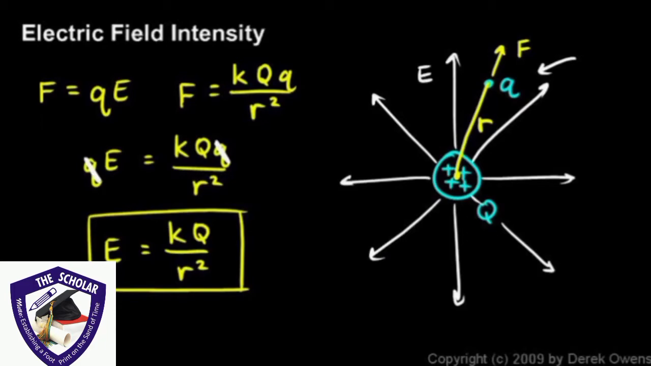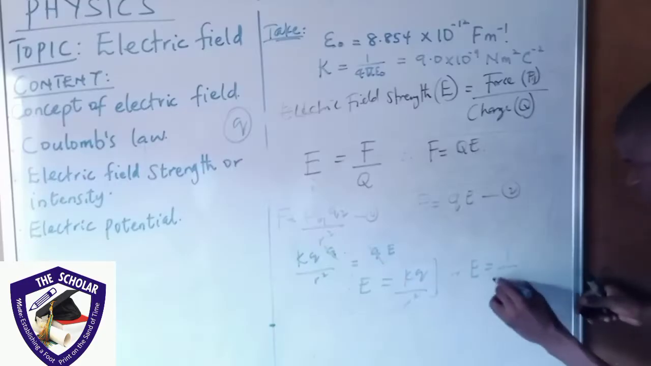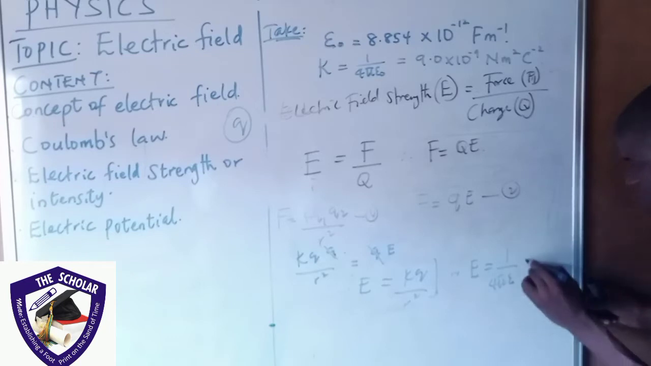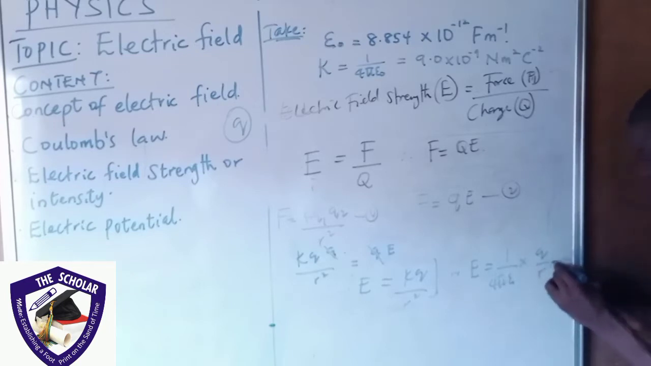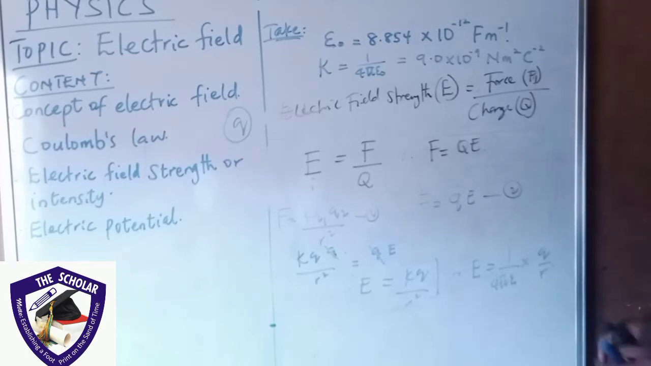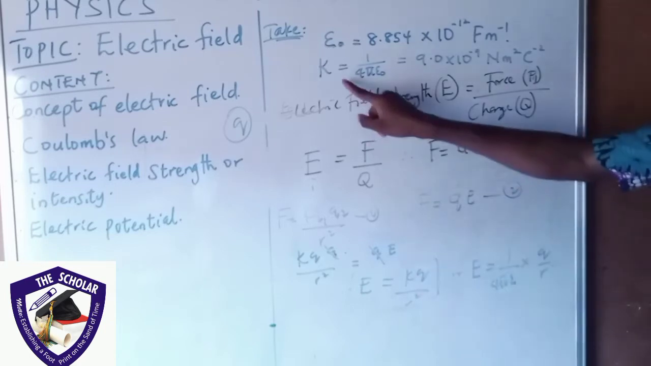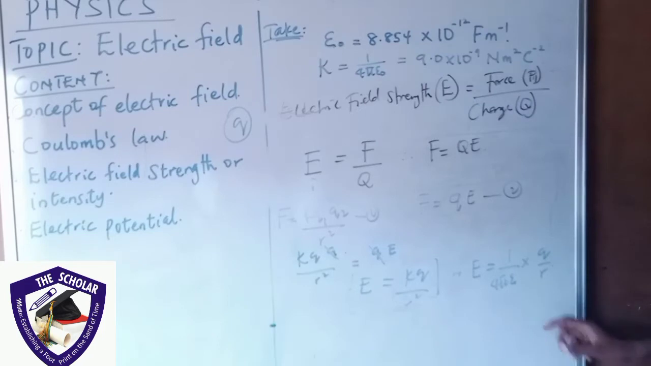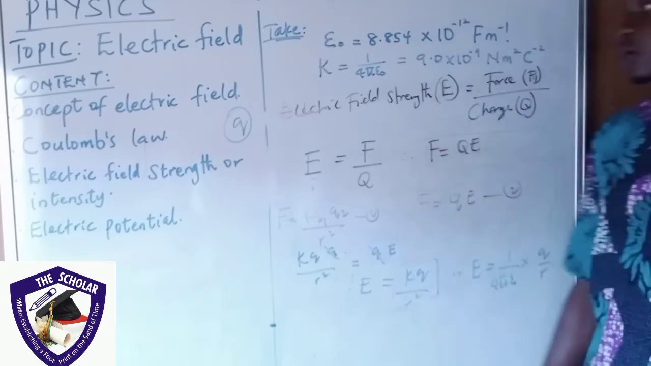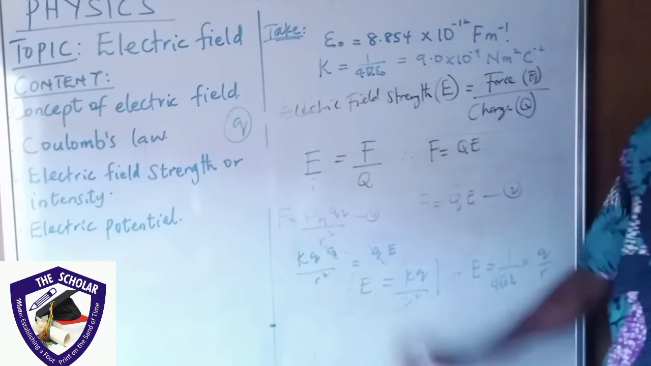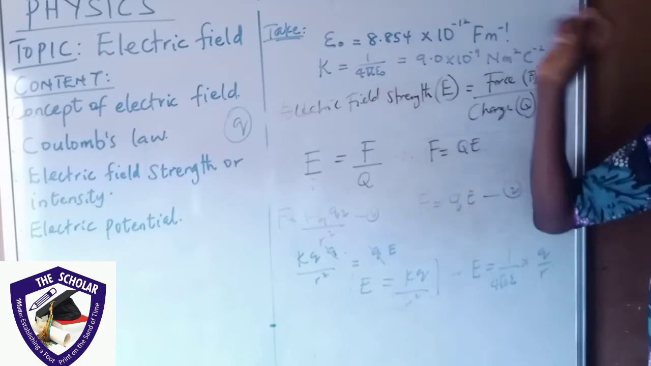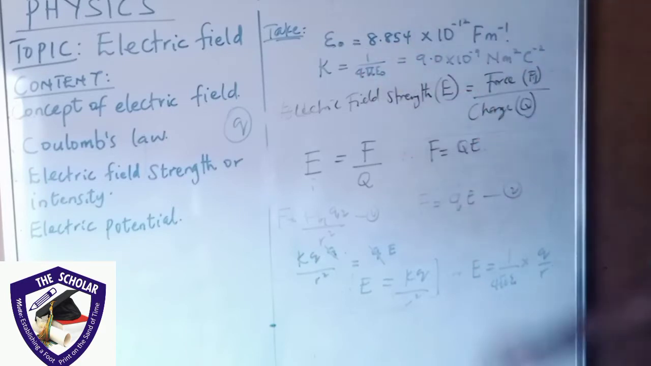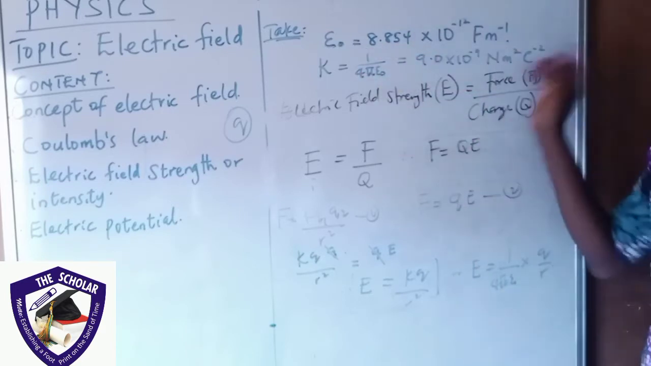Or we can have it as E is equal to 1 over 4 pi E naught times Q over R squared. This is the electric field strength per unit charge. As you know, our K is given on the board as 1 over 4 pi E naught, where our E naught is called the electric permittivity of free space or vacuum, which is 8.85 times 10 to the minus 12 farad per meter.